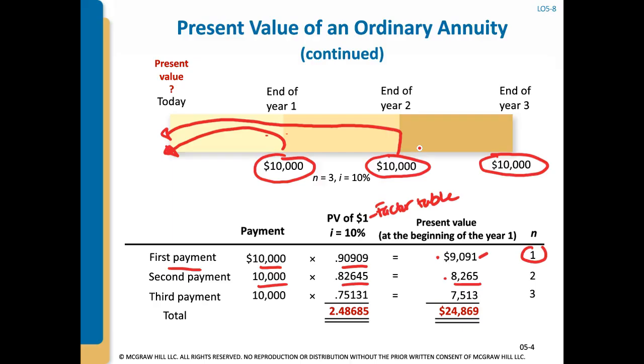And then I can calculate the present value of $1 for the $10,000 over a 3-year period, 1, 2, 3, and use a factor with N equals 3, I equals 10%. Here's my amount, and I get $7,513. And the total is $24,869. So if I invest $24,869 today, and it earns 10%, I will be able to make a $10,000 payment at the end of year 1, 2, and 3.